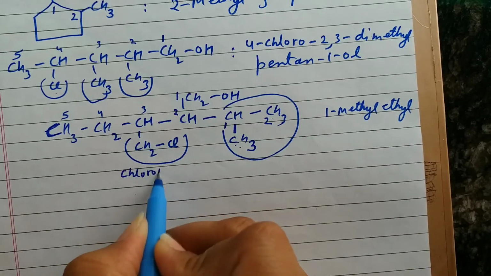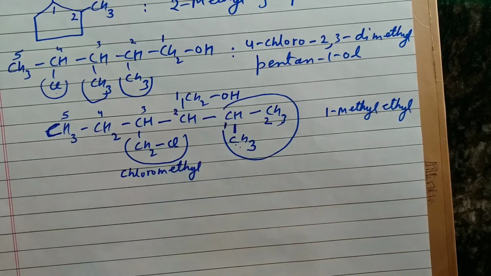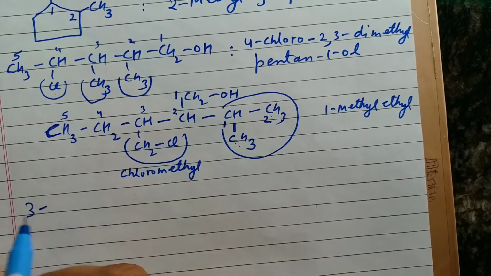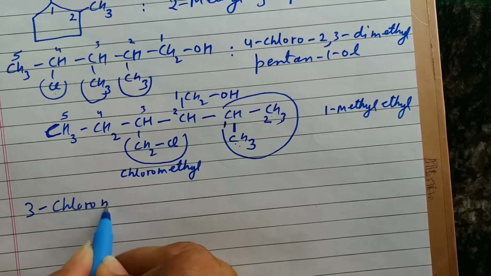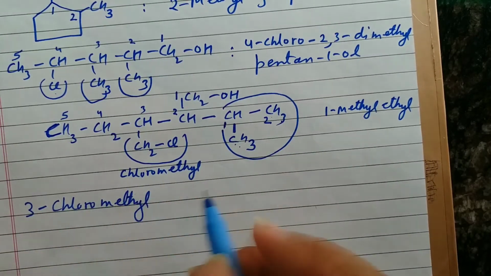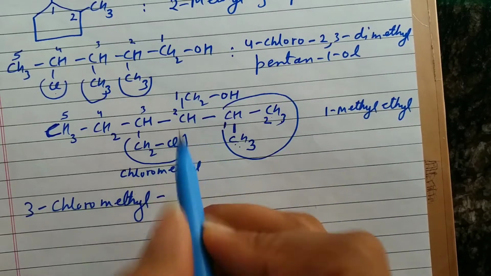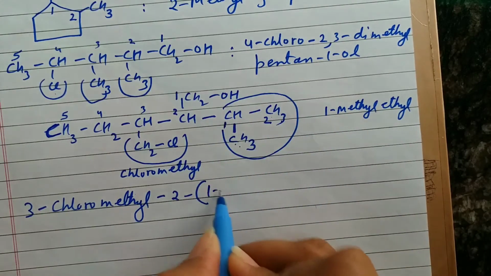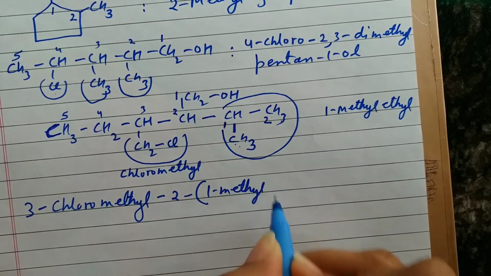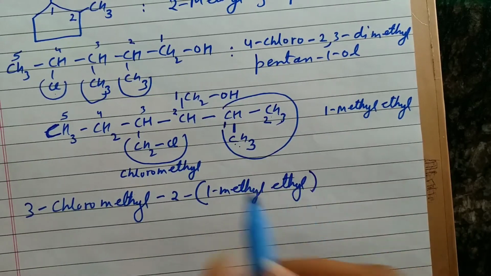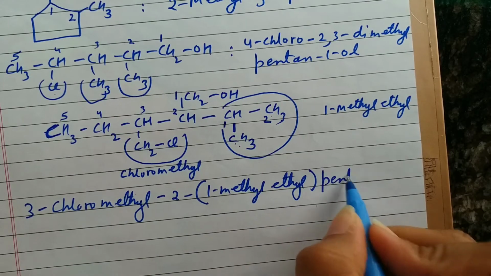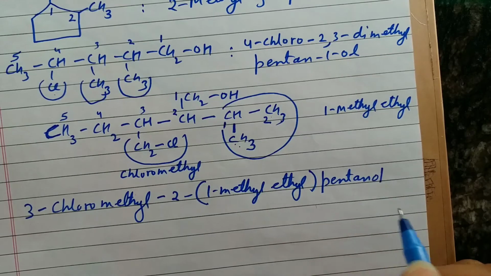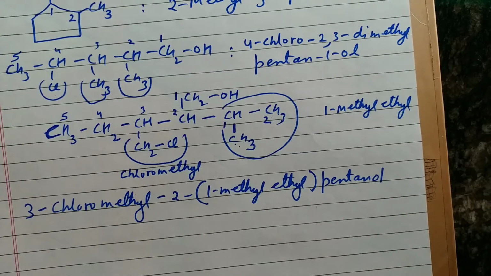And what was this? This group is chloromethyl. Now see which one comes first alphabetically? Chloromethyl. So we will now list them alphabetically. So on the 3rd position, we will first write chloromethyl. So 3-chloromethyl. And then on the 2nd position, within brackets, the name of this bulky group will be written. It is 1-methyl ethyl. And now the longest carbon chain was of 5 carbon atoms. So pentan, and the group is on the first position.